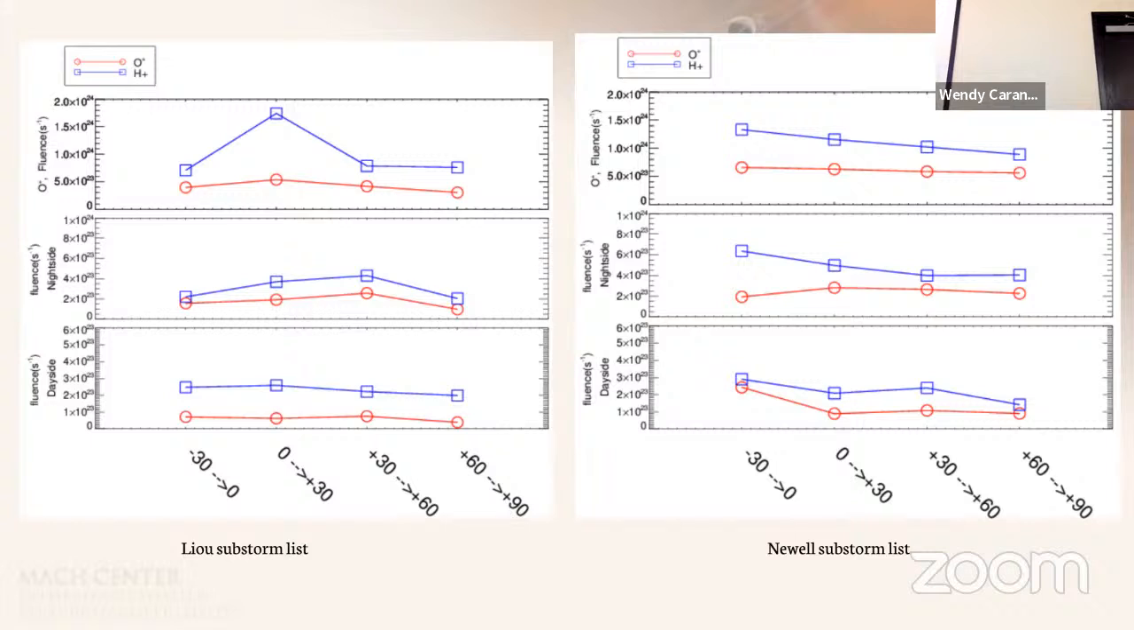I want to draw your attention to the top panel of these plots specifically. You can see on the Conlu substorm list at onset, there's a sharp spike in outflow. That's what we were expecting. But when we look at the Newell list using the magnetometer method, we actually see the opposite, where there's much more outflow before the substorm and not nearly as much as we were expecting at the onset, where it actually decreases.